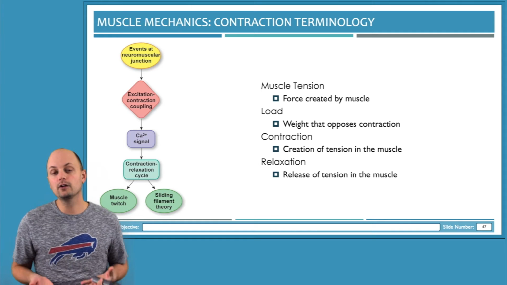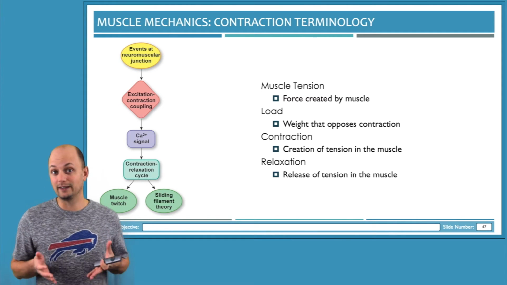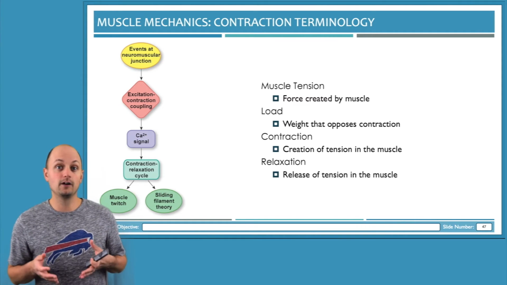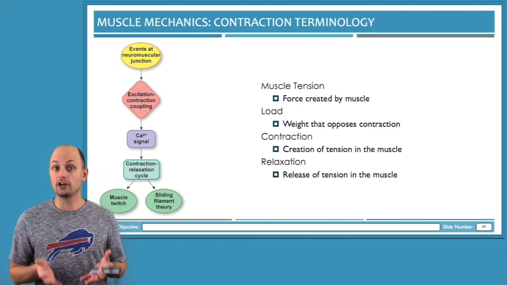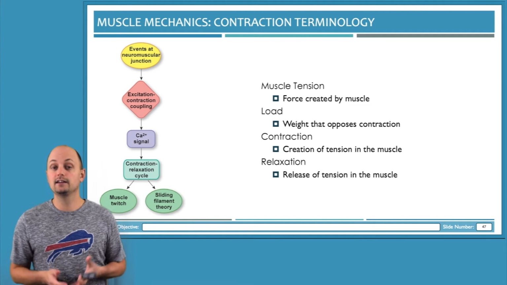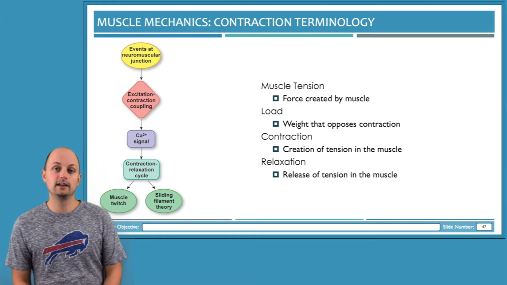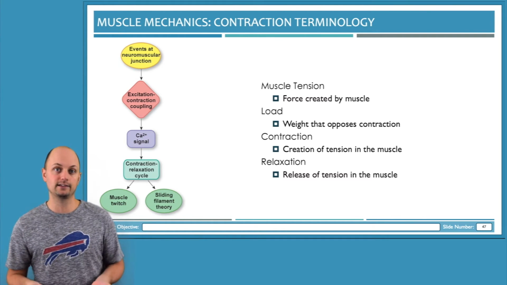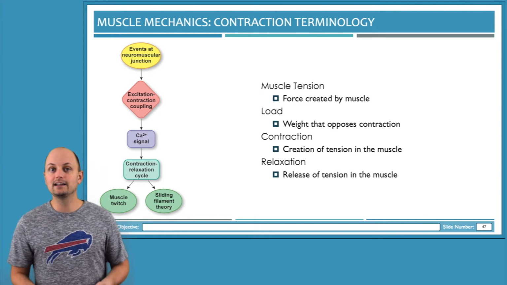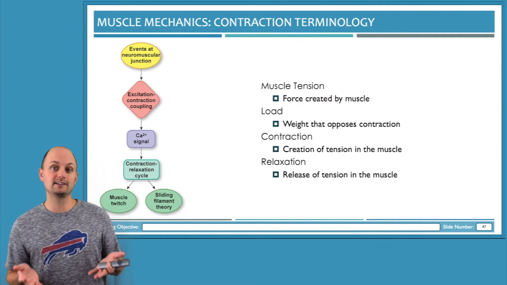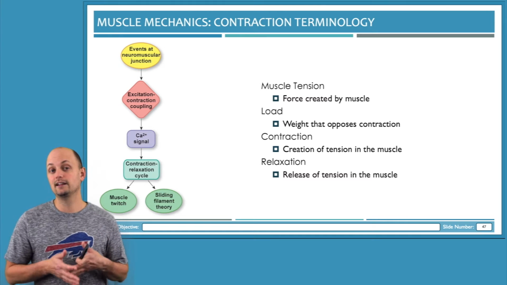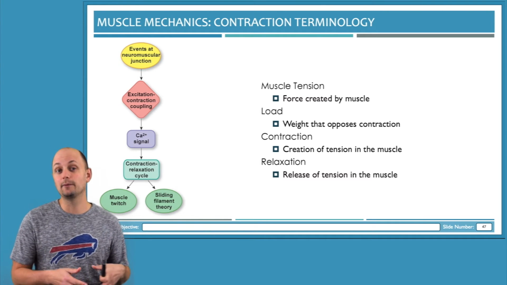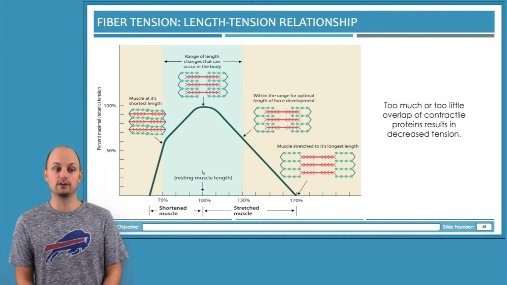We're going to spend the remainder of our time in this unit talking about muscle mechanics. So the job of a muscle at the end of the day is to generate force or tension, and it does this by contracting. It then returns to rest and decreases tension through the process of relaxation. Now, there are many things that can affect the ability of a muscle to generate tension.